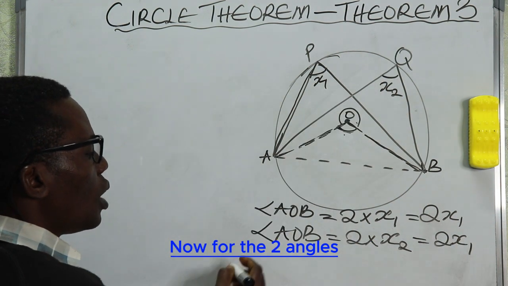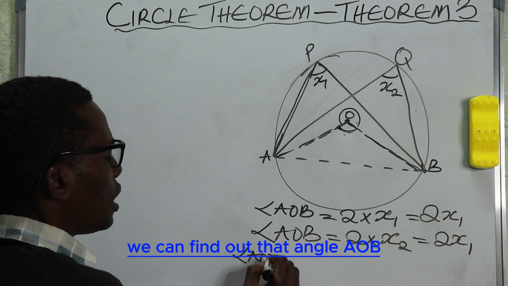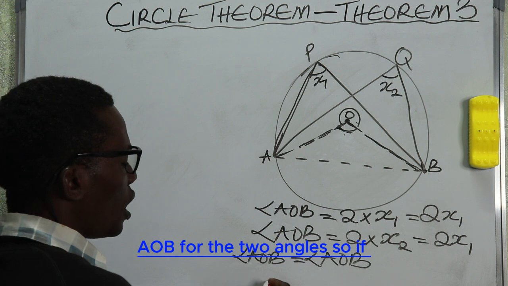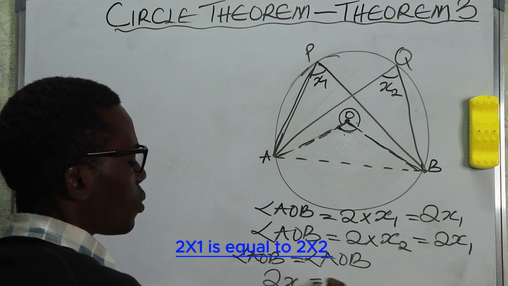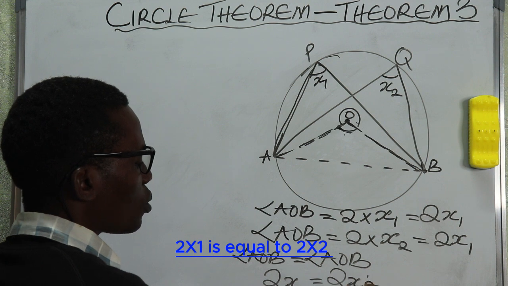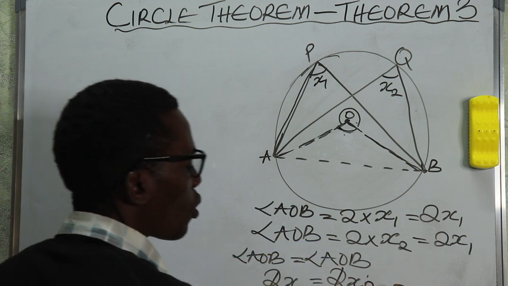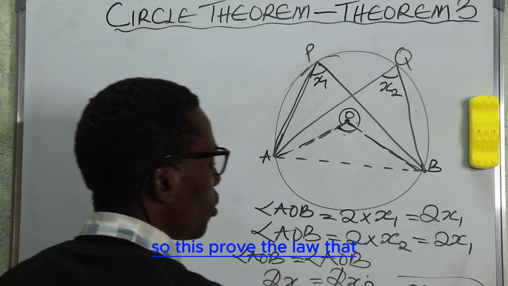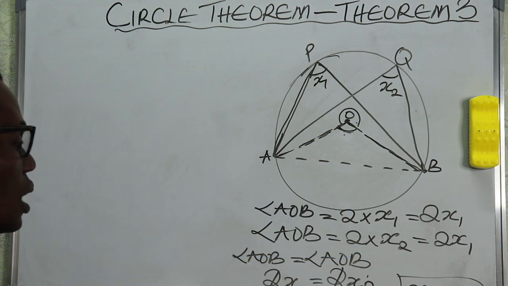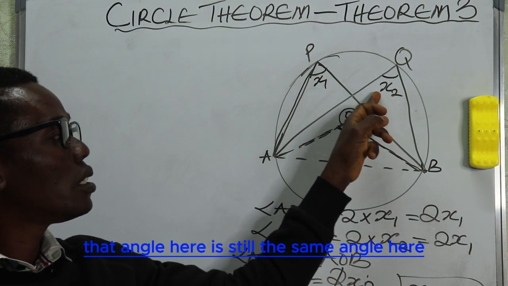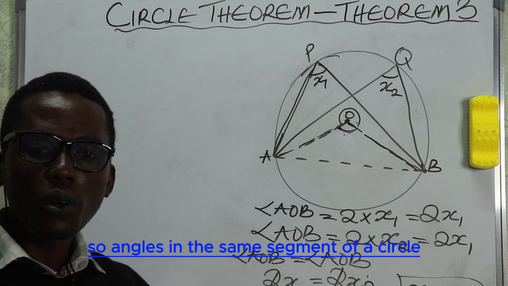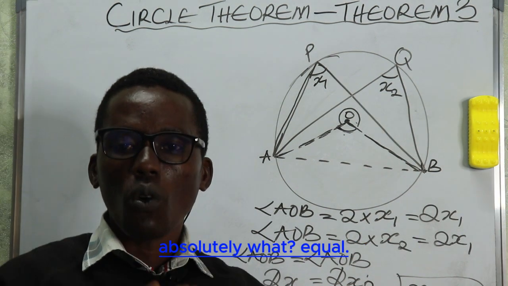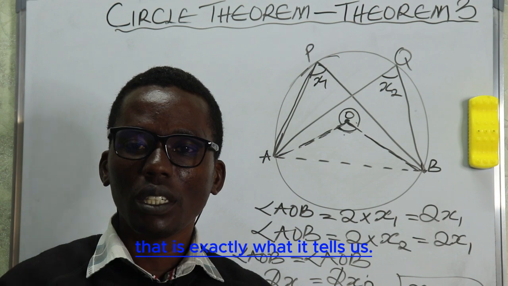Now for the two angles, angle AOB is still equal to angle AOB for the two angles. So if 2x1 is equal to 2x2, what do we have? Cancel the 2, and we see that x1 is equal to x2. So this proves the theorem, that the angle here is the same as the angle here. So angles in the same segment of a circle are absolutely equal. That is exactly what it tells us.